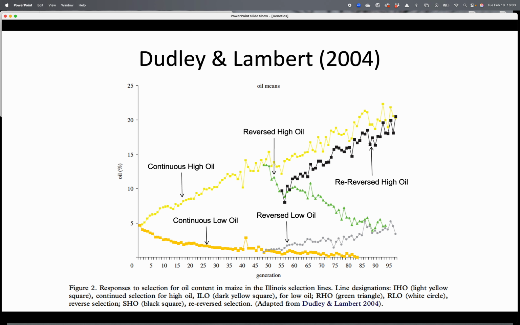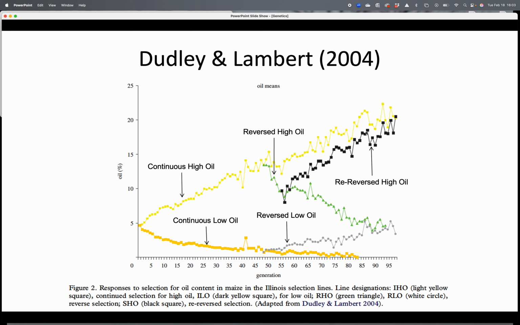Because you have a bunch of lines that are at 5% oil content, any line that is producing more than average oil content will tend to have more dominant alleles, presumably. So when you select, you're selecting for those alleles, and there's just a lot more room in the genotype to add dominant alleles than there is to remove recessive alleles. As a result, the high oil content line responds quickly to selection. The low oil content line responds poorly, or slowly, to selection.